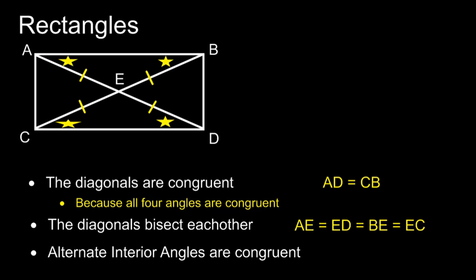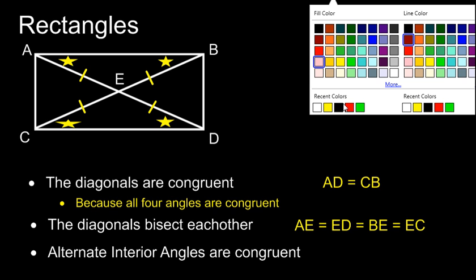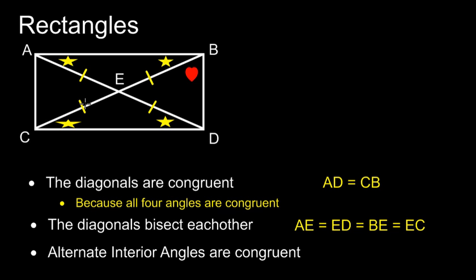At the same time, we have another set of alternate interior angles. We have an angle here that is an alternate interior angle with this one as well. They are congruent. And again, because of isosceles triangles here, this angle has to be the same as this one, and this angle has to be the same as this one. So alternate interior angles are congruent. We'll do some practice problems tomorrow in class.